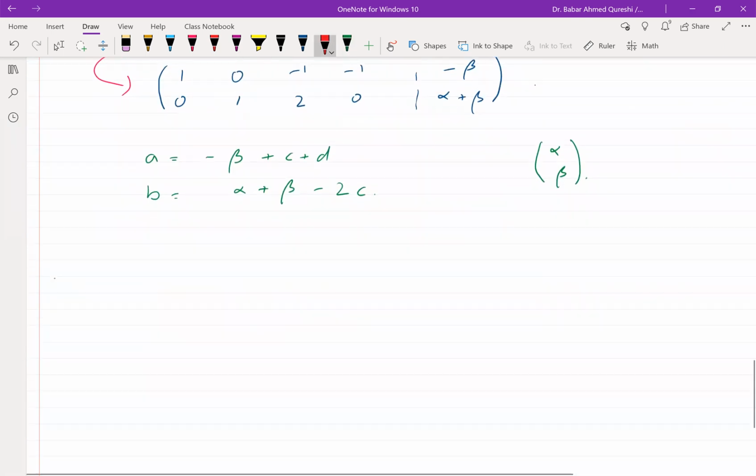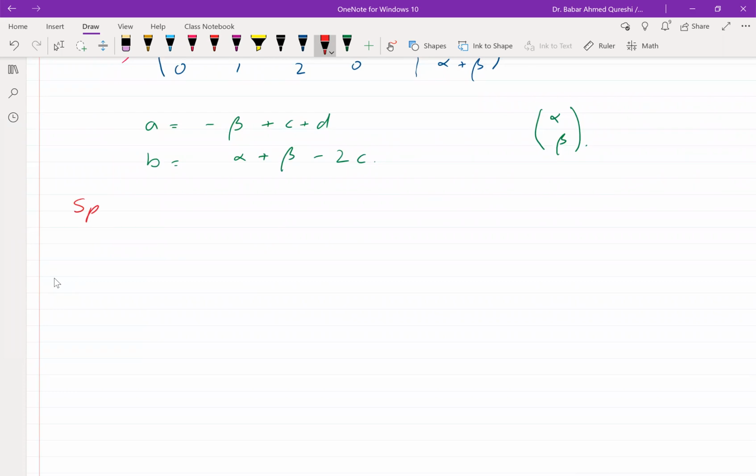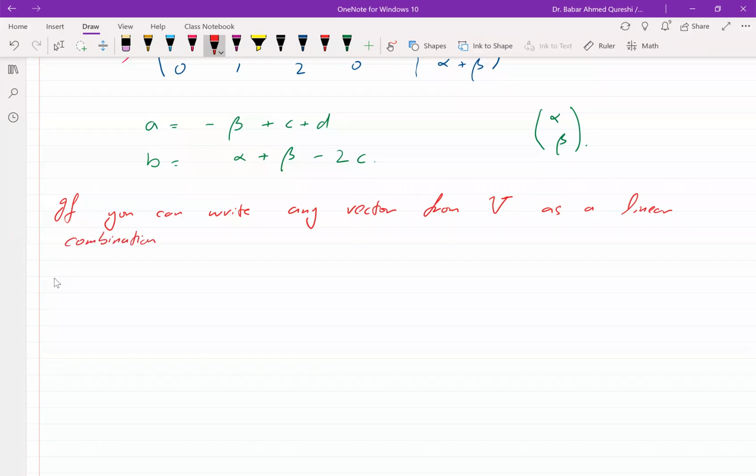So in words, you can say a spanning set, well, if you can write any vector from a vector space V as a linear combination of a fixed set of vectors from V, then that fixed set is the spanning set.